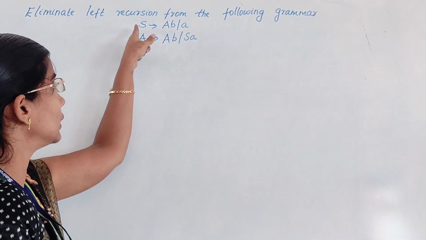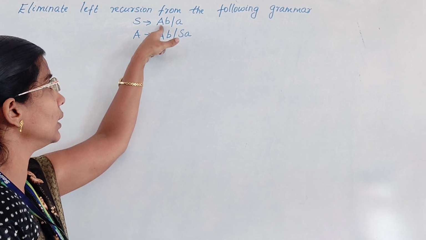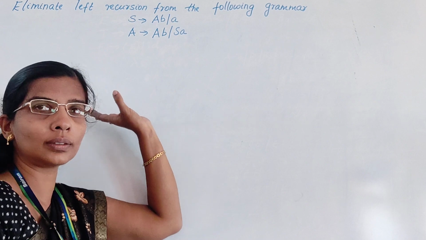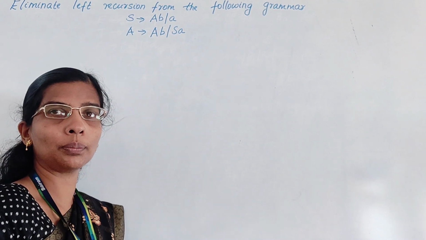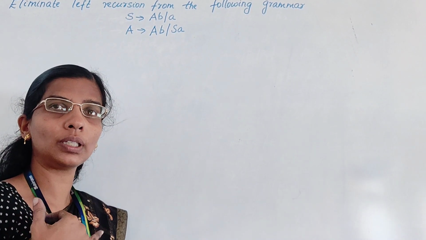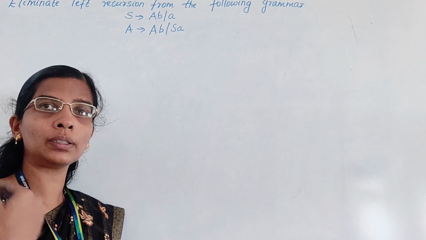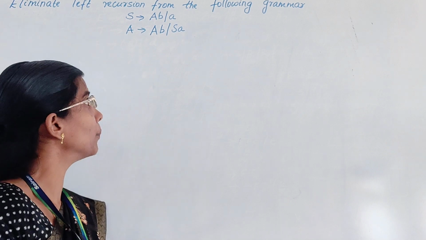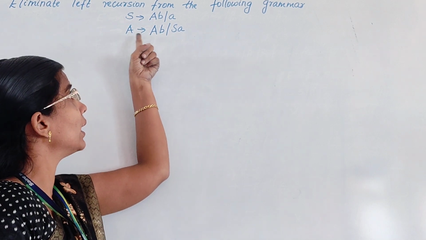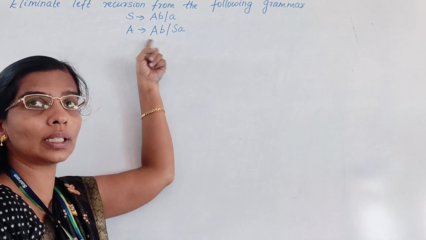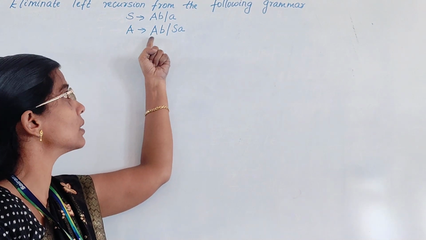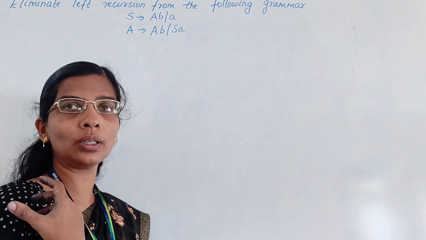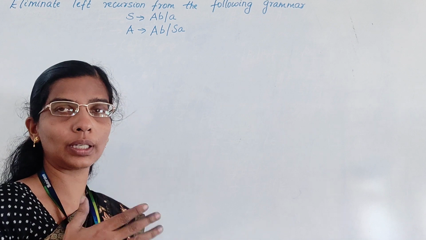Check the first one. S tends to A B or A. When you see this, you can tell it doesn't have left recursion, because what we have learned is, if the LHS variable is the first symbol of your RHS, then the grammar is a left recursive grammar. Check the second one. A tends to A B. So this grammar is a left recursive grammar. A is the first symbol of your RHS, so the A grammar is a left recursive grammar.